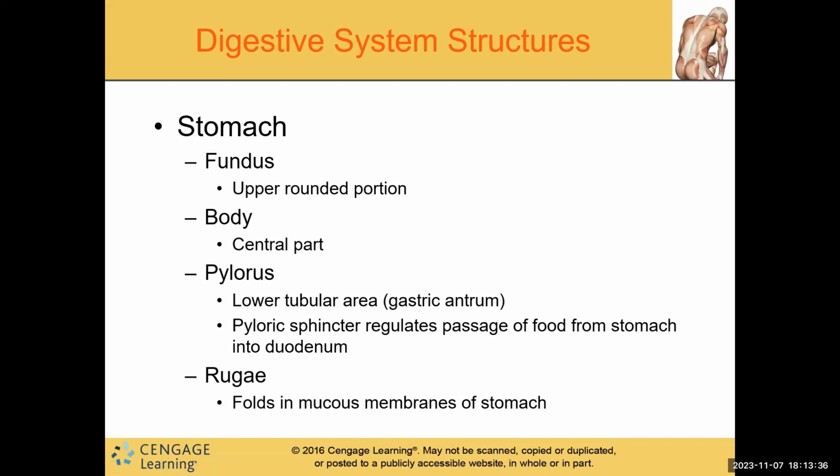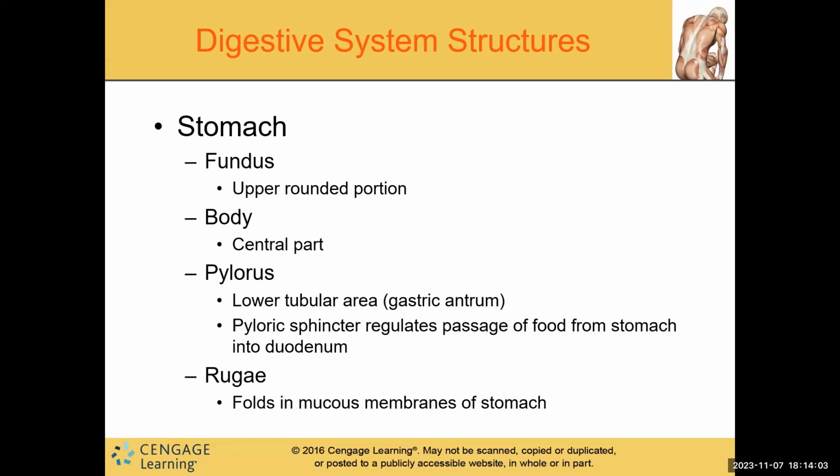So the stomach is broken up into different parts. The fundus is the upper rounded portion. The body is the central part, and then the pylorus is the lower tubular area, the gastric antrum. "Antrum" means lower. And it has the pyloric sphincter, which regulates the passage of food from the stomach into the duodenum. The duodenum is the first part of the intestine.